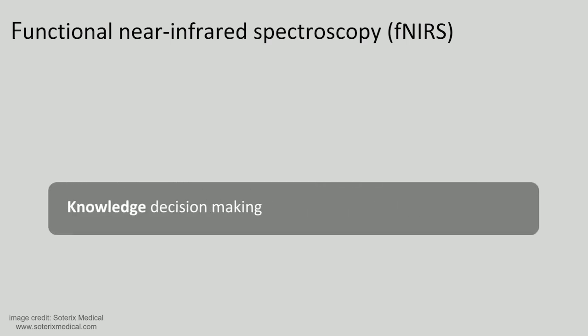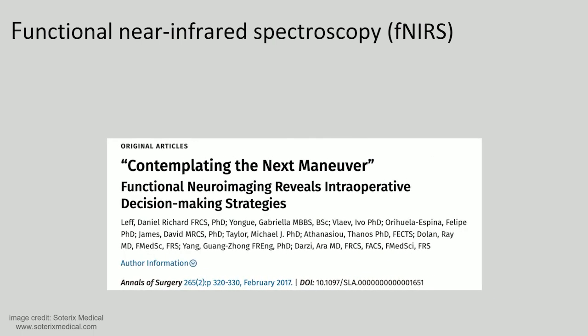Again, fNIRS has been used for testing or assessing decision making. I love this paper, Contemplating the Next Maneuver, great title. Functional neuroimaging reveals interoperative decision making strategies. So they had these fNIRS on both residents and then attending physicians. They were not in the operating room, but they were shown videos of a straightforward cholecystectomy, and at certain points in the video, they were asked, what is the next step of this procedure?